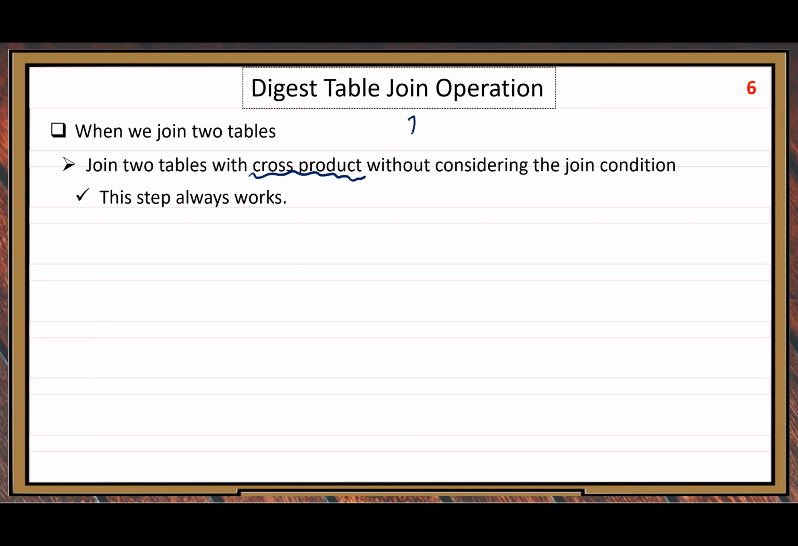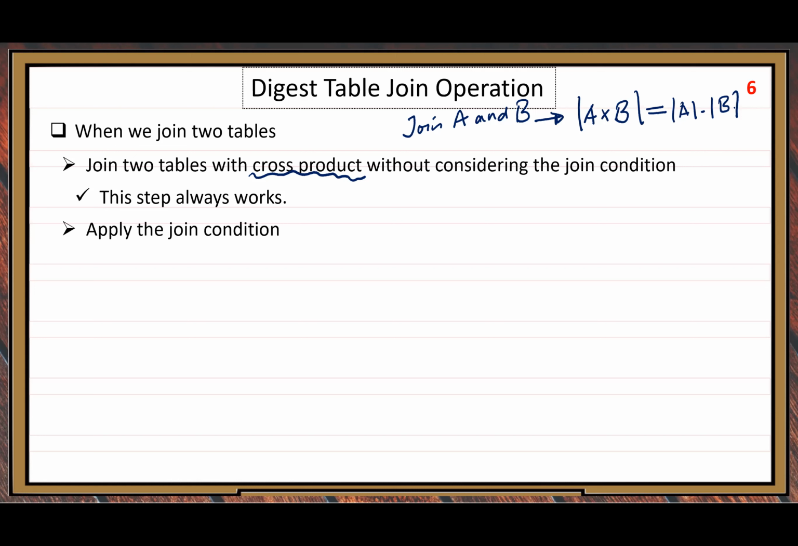Let me use that cross product concept. Suppose we join table A and table B. In this round, we get that A cross B table. And we know the number of elements in this Cartesian product equals the number of elements in table A times the number of elements in table B. That's simple. So we have a big table.